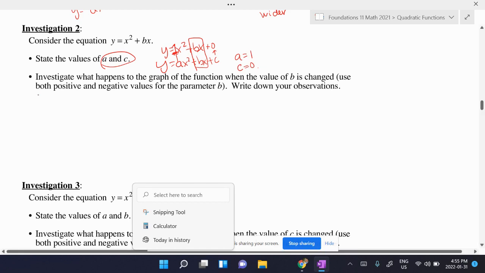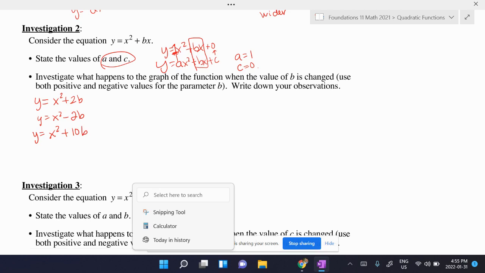So now go ahead and put some things into your calculator, like y equals x squared plus 2x, y equals x squared minus 2x, y equals x squared plus 10x, maybe another one in there as well. So go ahead and do that. Note what you see changing.